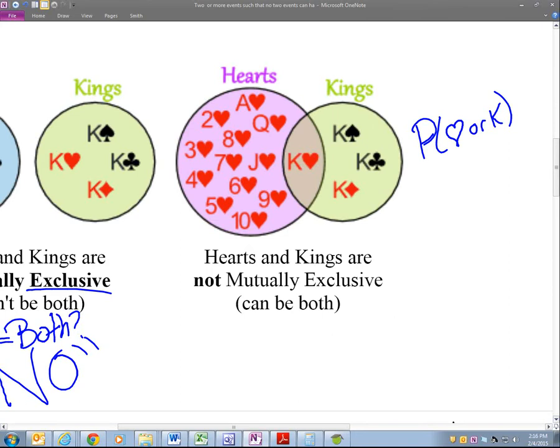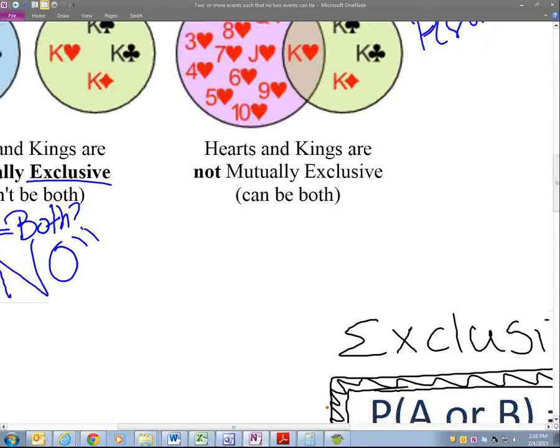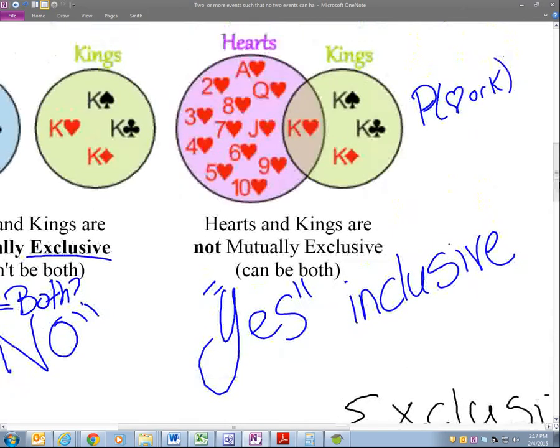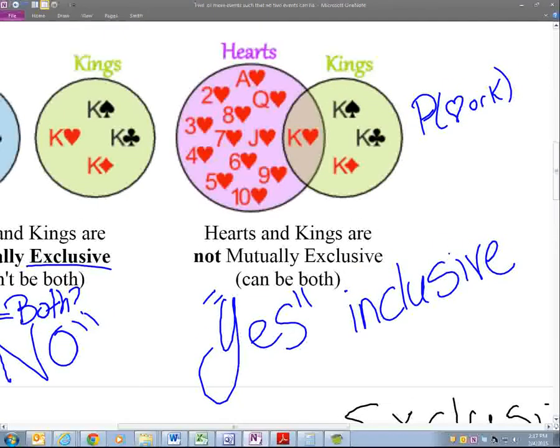Yes, they can. So I want you to do yes, like this, and write the word inclusive. Yes, there is a situation where you can have both a heart and a king, and it's this guy right here. It's the King of Hearts.